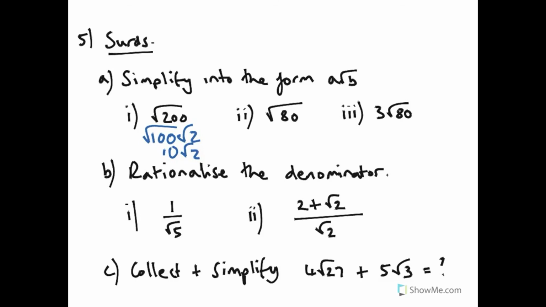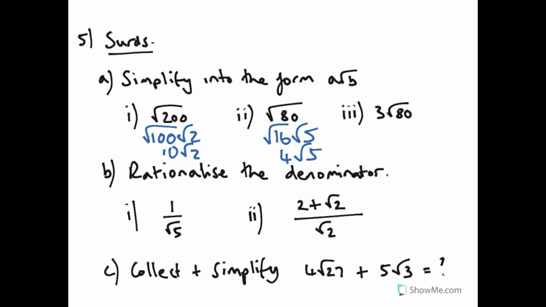And if we do the same thing on part 2, 16 times 5 is 80, and the reason I picked 16 is because it's the biggest square number that I can think of that will divide into 80. Root 16 is 4, so the answer is 4 root 5.